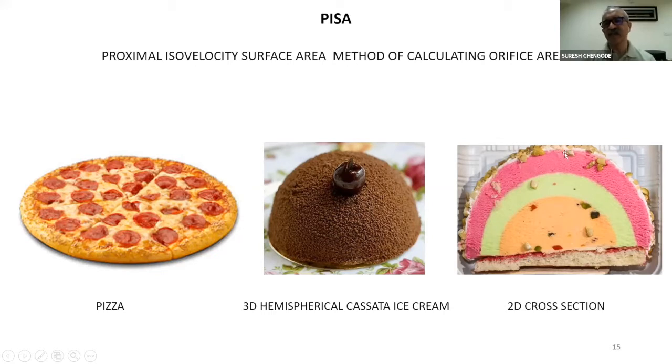You will be able to see isovelocity shells, which are represented by different colors. Now, the distal shells, as opposed to the proximal, will have the lower velocity, and the shell at the center, that is close to the orifice, will be having a higher velocity.